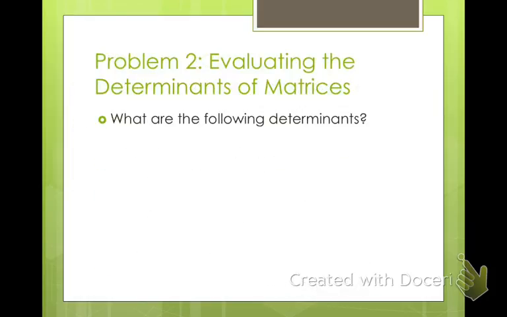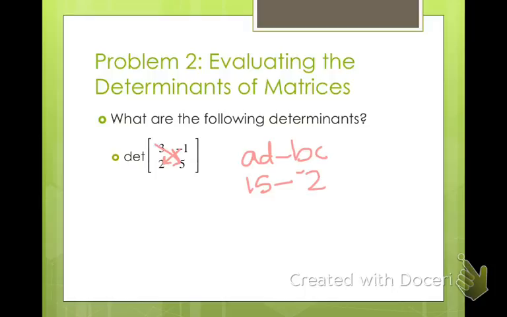So evaluating the determinants of matrices. So what are the following determinants? So I have a determinant of this matrix. 3, -1, 2, 5. So in order to find the determinant, we take AD minus BC. So we take 3 times 5, and that's 15. And then we subtract -1 times 2. So that's -2. So we add them together. So our determinant is 17.